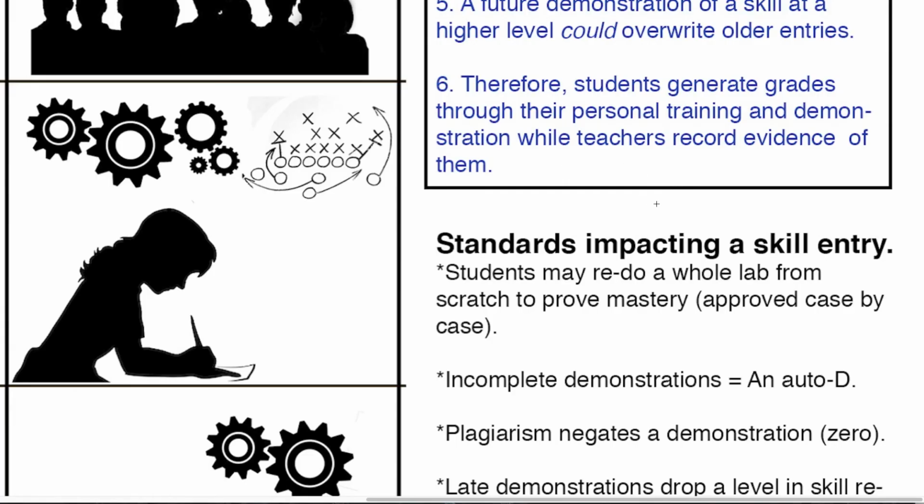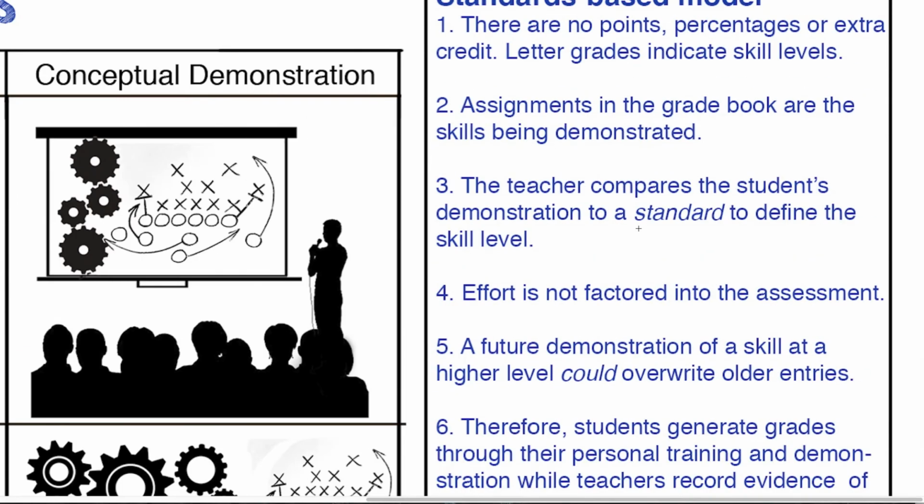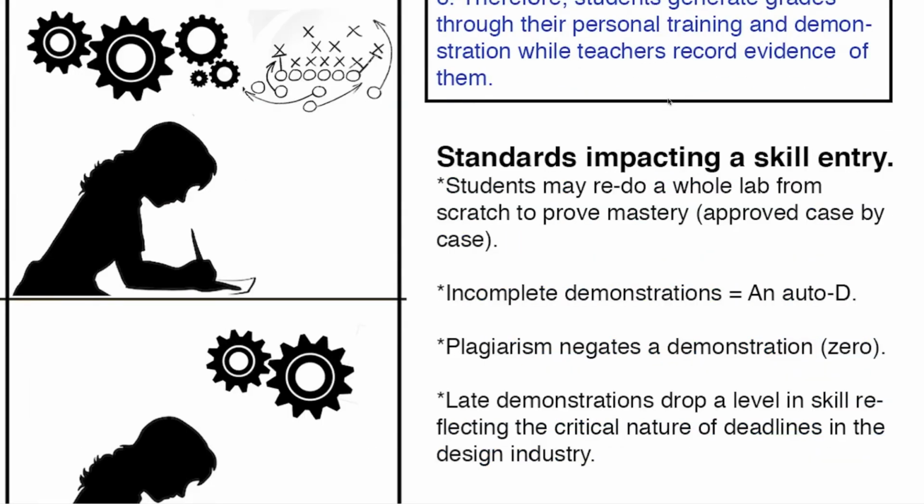Alrighty, let's look at standards that impact a skill entry. Some things on a technical level can impact that. If you have a demonstration that you're not happy with, you have the option to attempt a redo of the entire lab from scratch to prove mastery. That's approved on a case-by-case basis. I'll identify why it was at the certain grade that it was and what can be done to shore it up. Now, just redoing it does not guarantee a higher score. I've had students redo projects and they still have the same skill level.